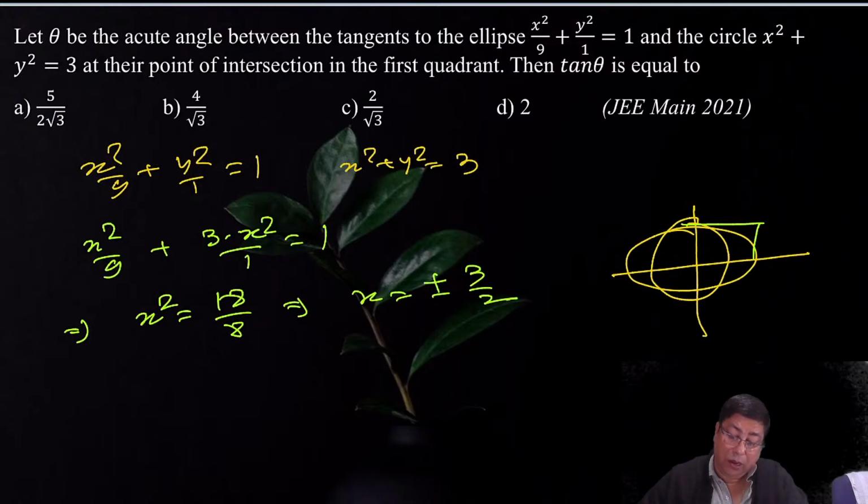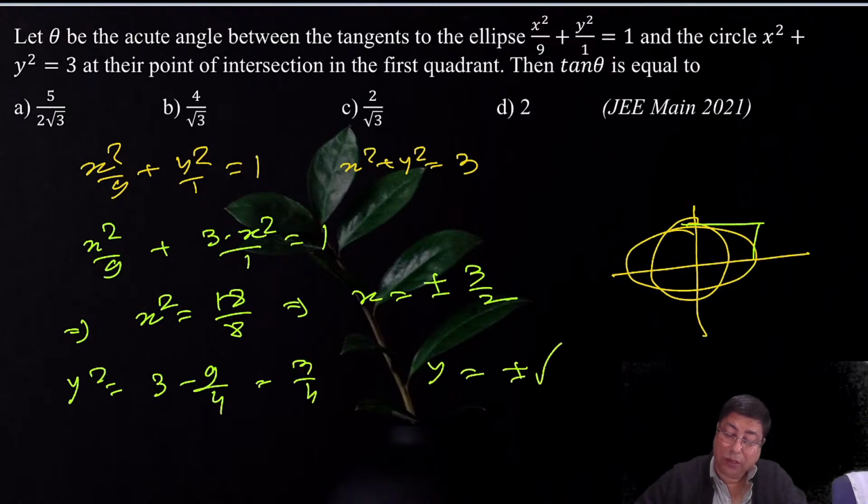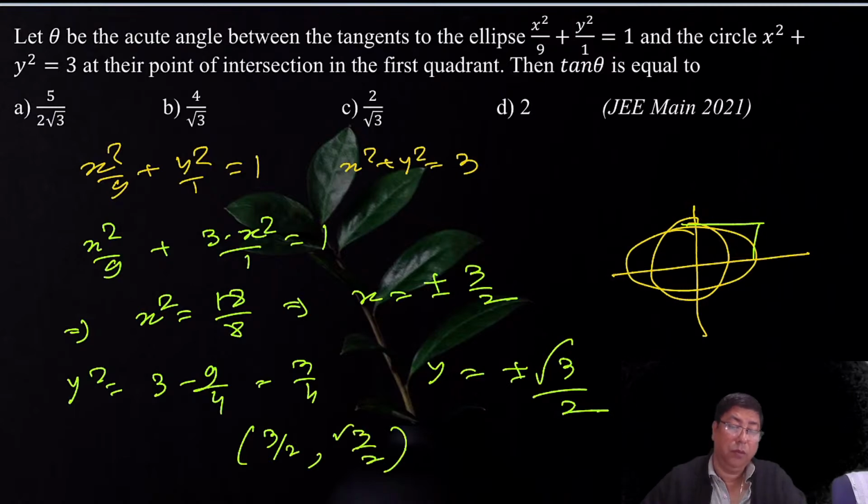Okay. 18 by 8 and x equal to this. Therefore, x equal to plus minus 3 by 2 and x equal to minus 3 by 2 we can discard. Therefore, we can say y square equal to 3 minus 9 by 4. We are getting 3 by 4. So y equal to plus minus root 3 by 2. So the point of intersection is (3 by 2, root 3 by 2).